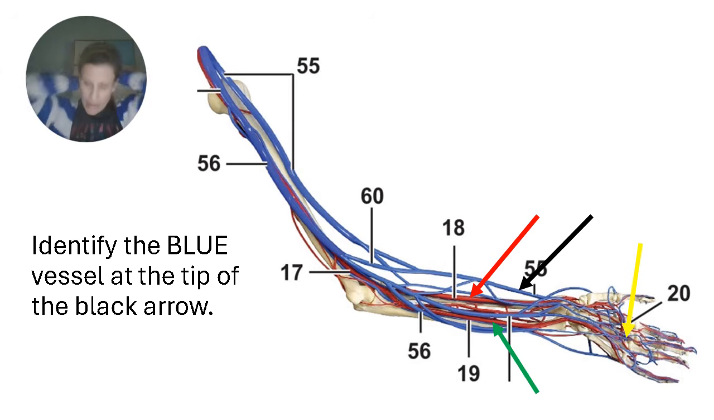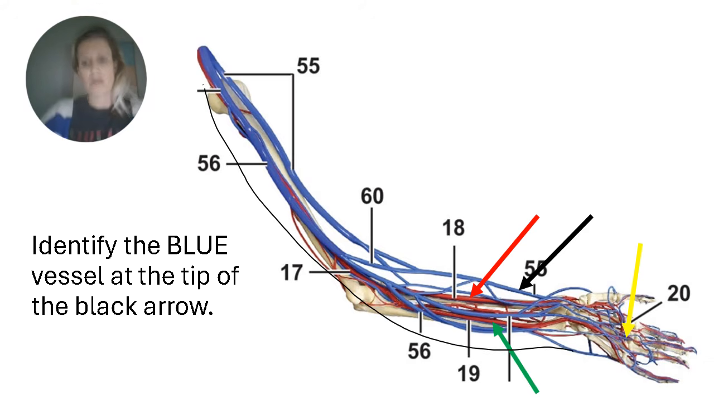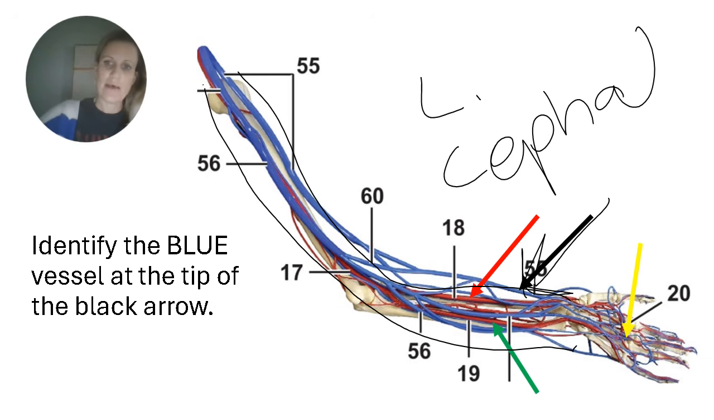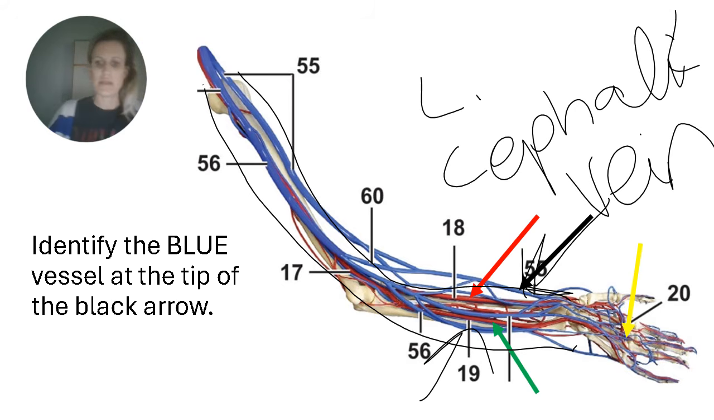Blue vessel, the tip of the black arrow. The blue vessel, this is one of the superficial veins. Remember, we have one going all the way down the pinky side, and then one that goes all the way down the thumb side. This is on the thumb side of the hand. So that's going to be the cephalic vein. Left cephalic vein. What's the one called over here on the pinky side? That's the basilic. So cephalic and basilic.